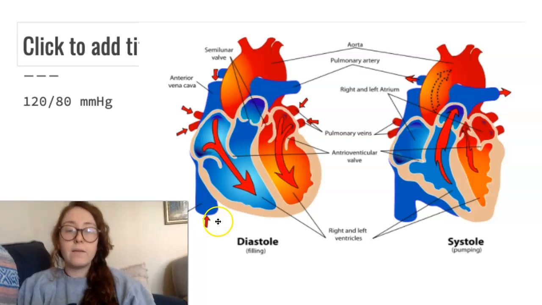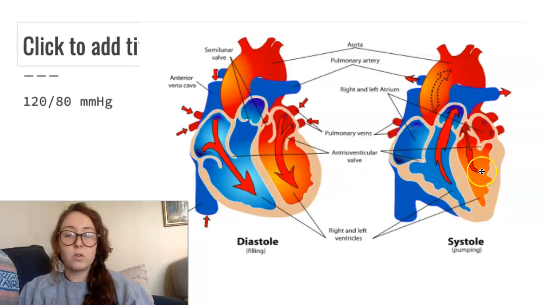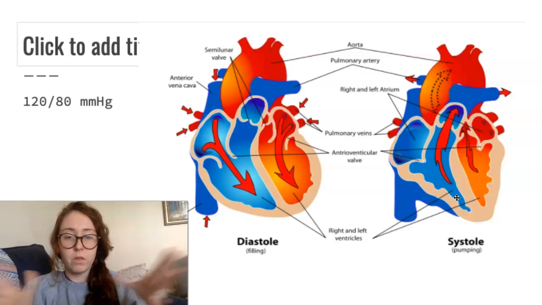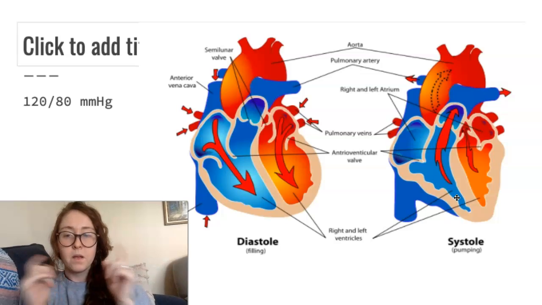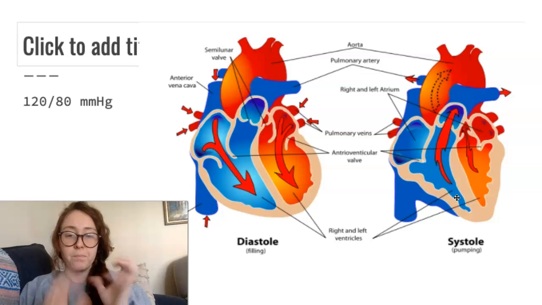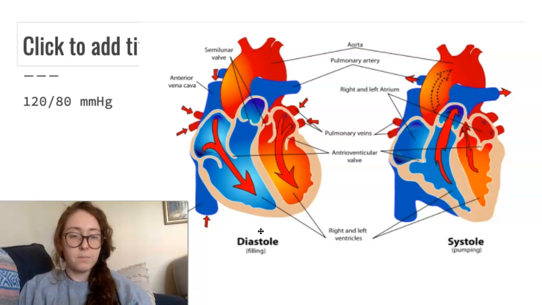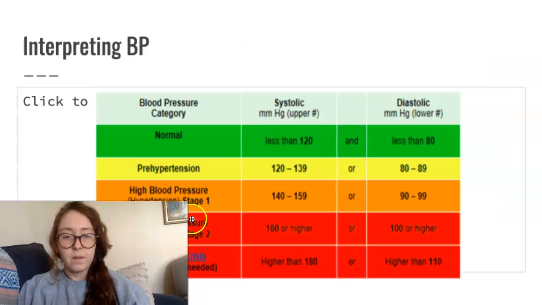Okay, so the reason you have two numbers is because when your ventricles contract, that makes the big gush of blood. So that's what's causing that thump thump noise through the stethoscope, is your ventricular contraction. So that's the systolic contraction. Diastolic is when your ventricles are relaxed, so the heart is filling with blood. So that is going to be a lower pressure value because it's relaxed, it's not contracted.